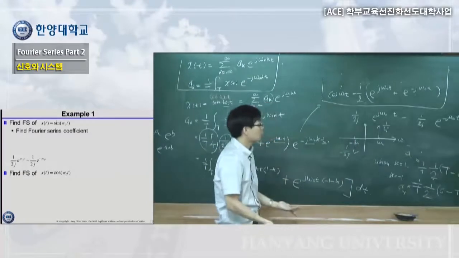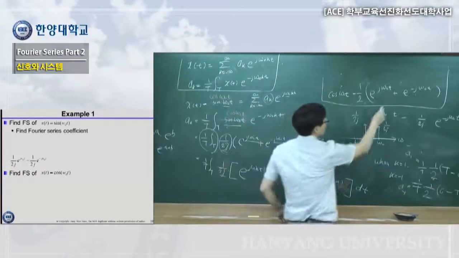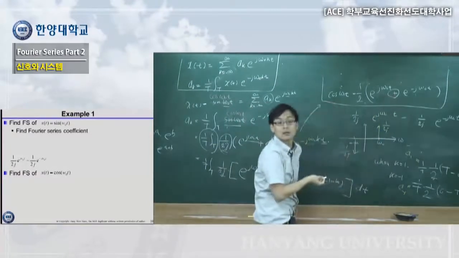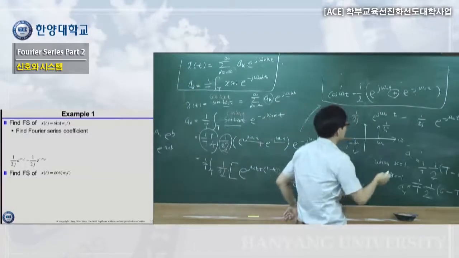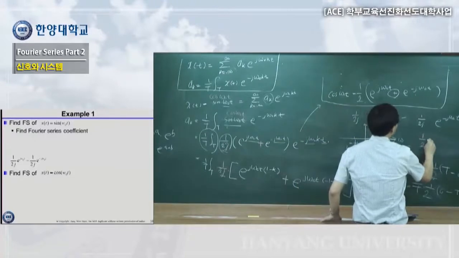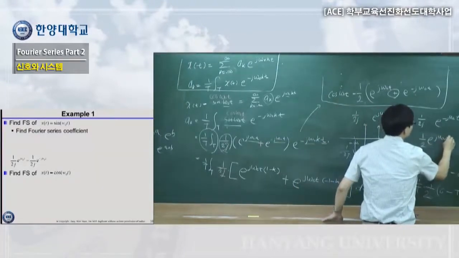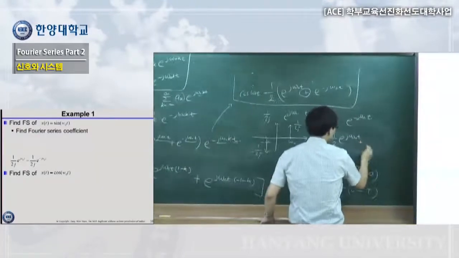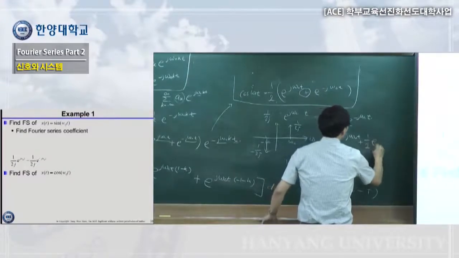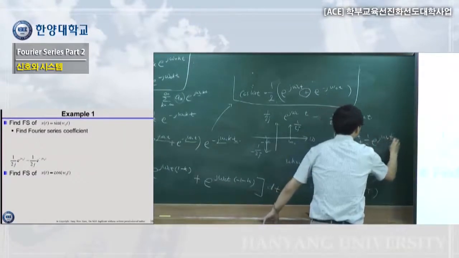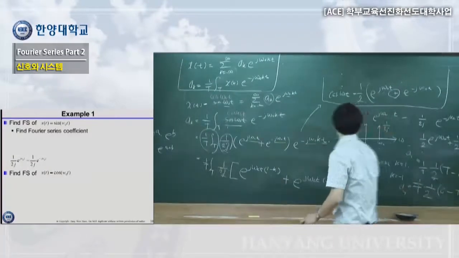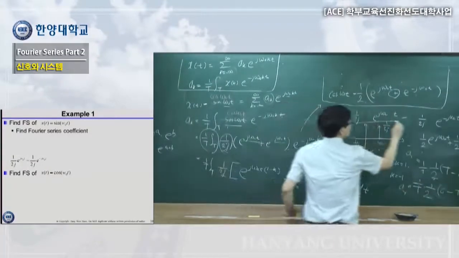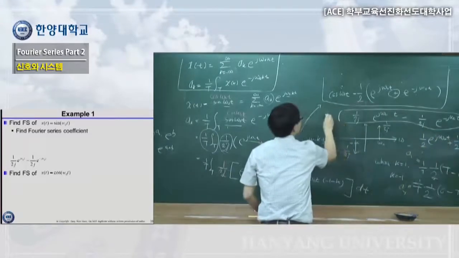And what will be the difference? As there's plus in here, there's plus in here. Now, the final form will look like 1 over 2 e^(j omega 0 t) plus 1 over 2 e^(-j omega 0 t). I'm sorry, minus. So this is our sine.